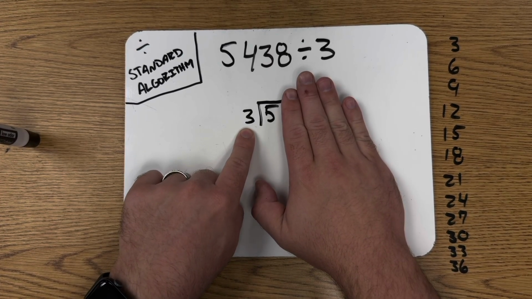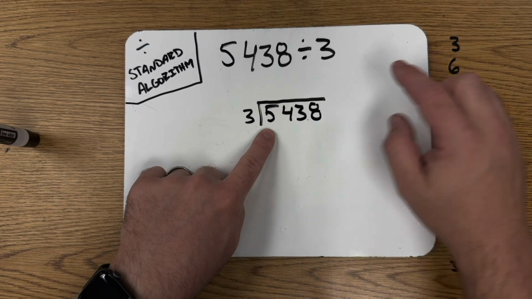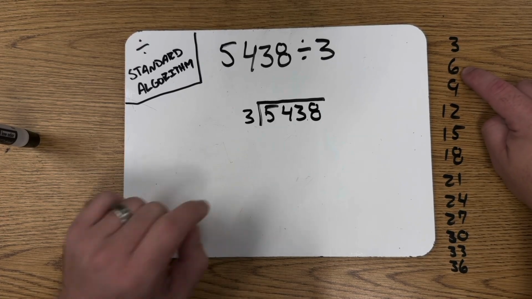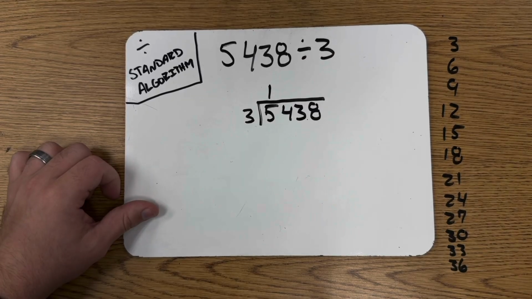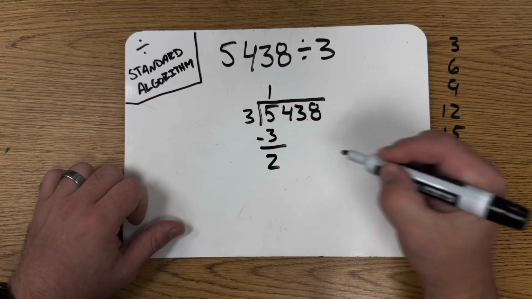How many 3s can we get is the question. And I look at this and I'm like, okay, 3 and 5. My first factor is 3, so I at least have 1. 6 is my next one. I can't do it, so I have 1. So we're going to write 1 there. 3 times 1 is 3, and we're going to subtract that. We're going to end up with 2.